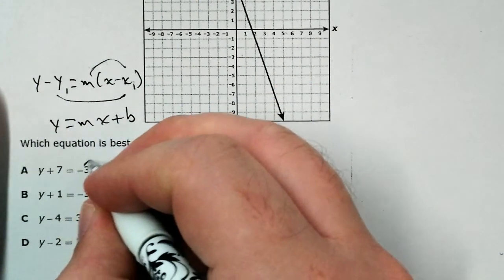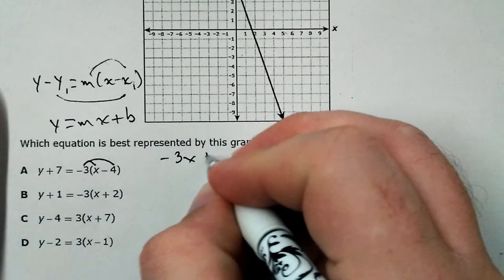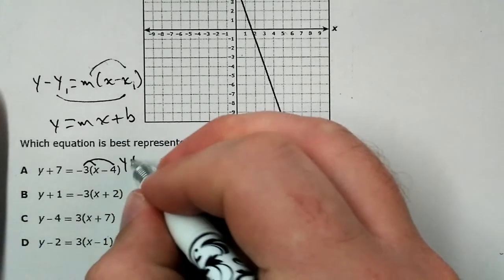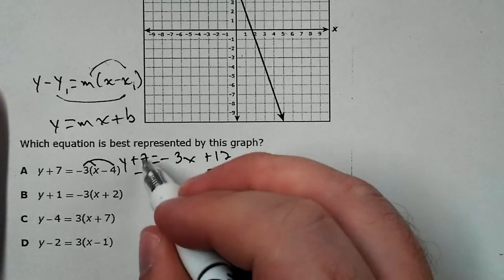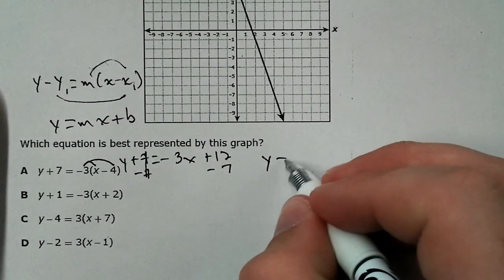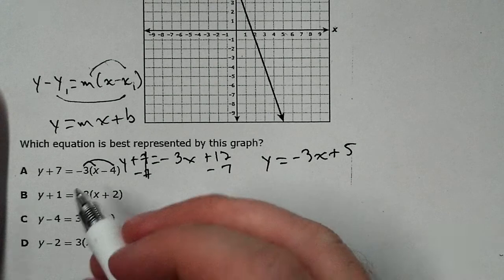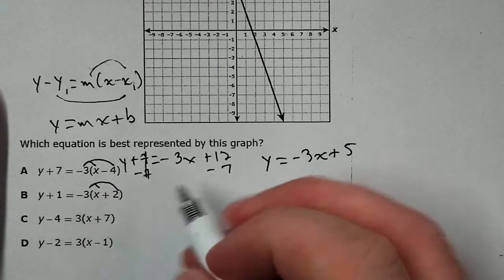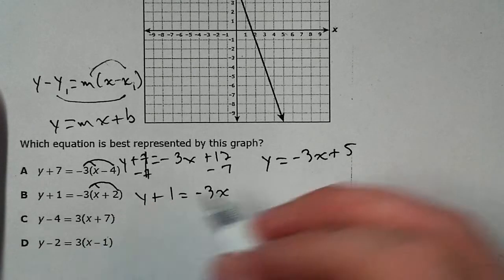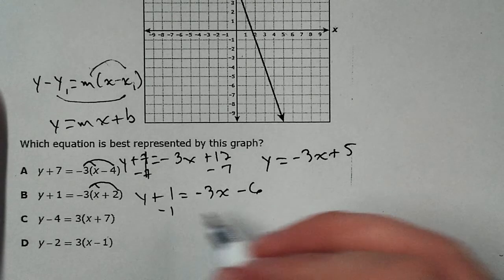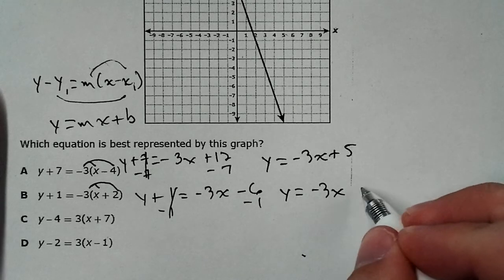Negative 3 times x and negative 3 times negative 4. Negative 3 times x is negative 3x. Negative 3 times negative 4 is positive 12. And we have y plus 7 on the other side. I've got to move the 7, so minus 7, minus 7. Those cancel. We get y equals negative 3x plus 5. I'm going to go ahead and do that with all of my equations now. Negative 3 times x, negative 3 times 2. So we get y plus 1 equals negative 3x, and negative 3 times 2 is negative 6. Move the 1. Those cancel. We get y equals negative 3x minus 7.